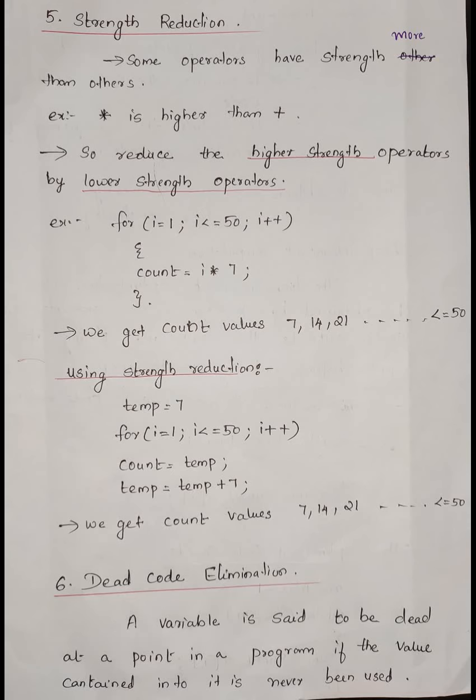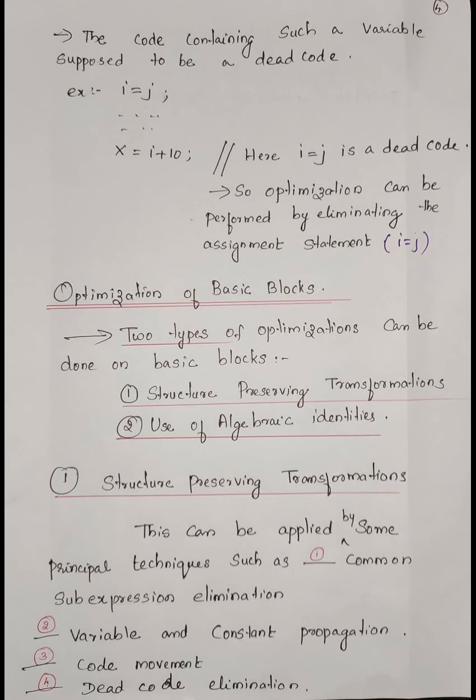Next is dead code elimination. A variable is said to be dead at a point in a program if the value contained in it is never used. See the example: I is equal to j, x is equal to I plus 10. Here I is equal to j is not used, so that is dead code.